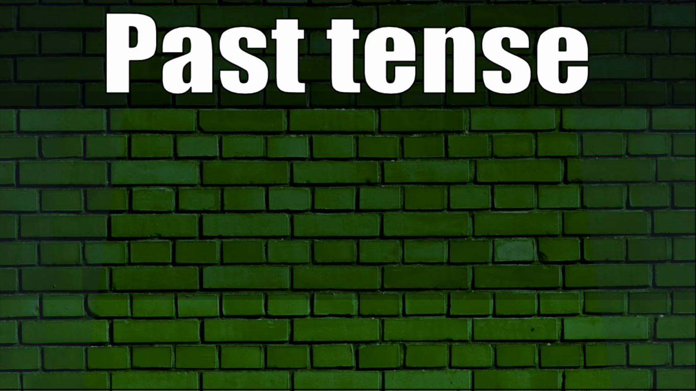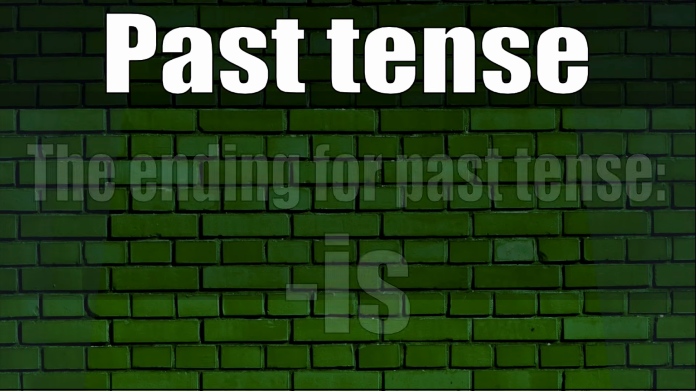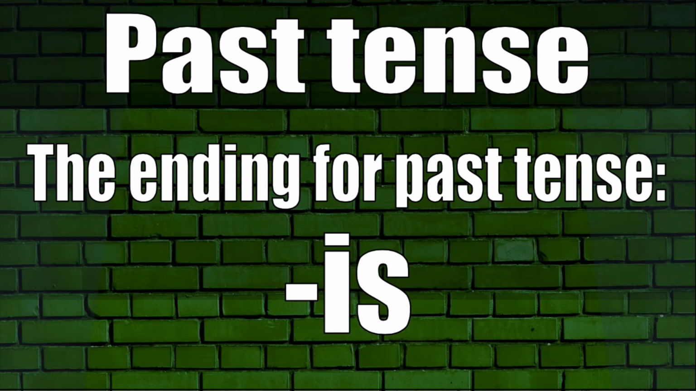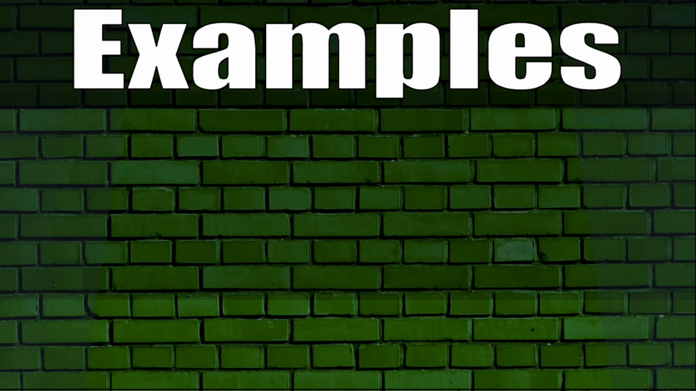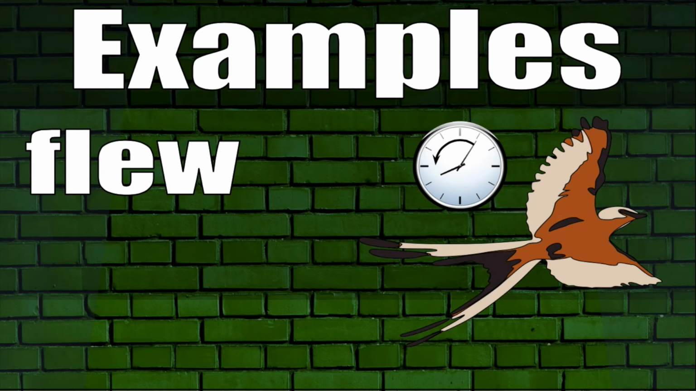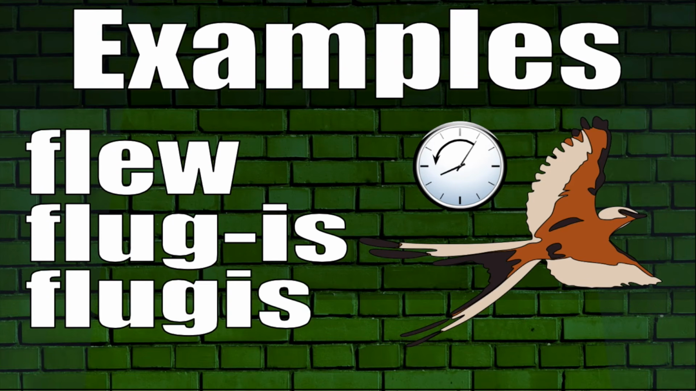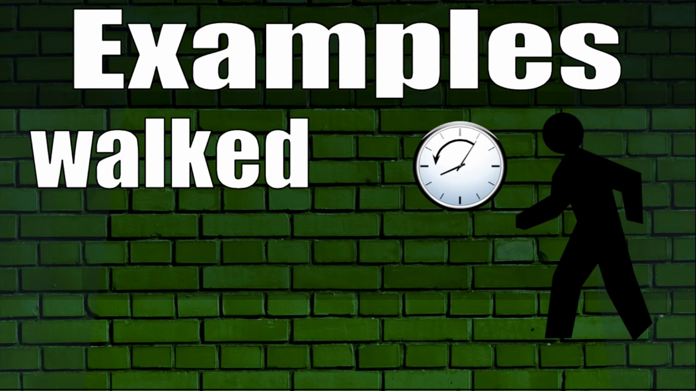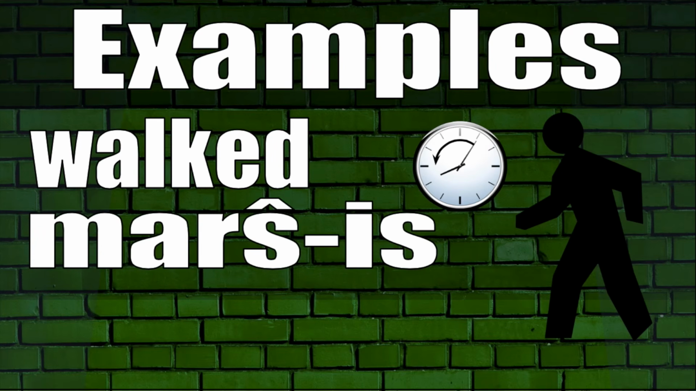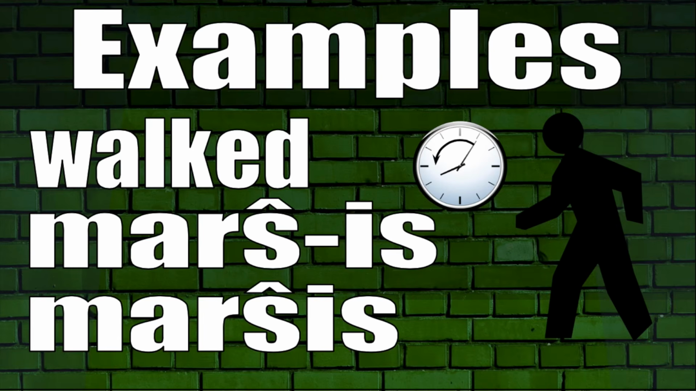If you remember the present tense for Esperanto, the ending for the present tense is as, but in Esperanto, the ending for the past tense is is. To say flew instead of fly, we still use the flug root, but we add is, flugis. To say walked, we still use marŝ, but we add is, marŝis.